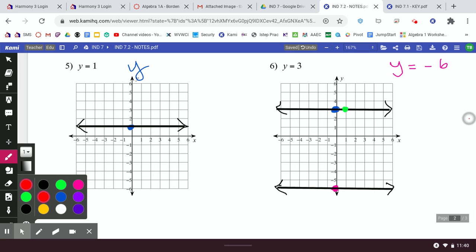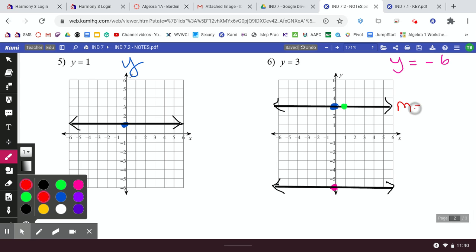Now, if I want to look at my slope of this line right here, to get from the first point I plotted, that blue one, over to the second one I plotted, the green one, what's my rise? 0. I didn't rise, right? I didn't go up or down. I just went straight over. So my rise is 0. What's my run? 1. And it doesn't matter if my run is 1 or 100. It doesn't matter because what's anything with a 0 on top? 0. So if you were asked the slope of number 6, the answer is 0. Okay? The answer is 0.